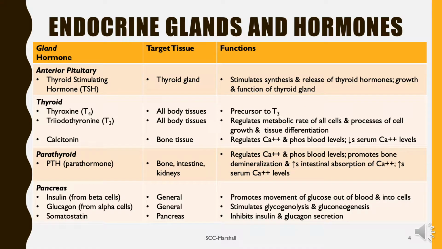This table shows the different hormones and their associated endocrine glands, as well as the target tissue and the functions that will be relevant as we discuss the different disease processes that we're going to focus on for our Block 2 endocrine content.